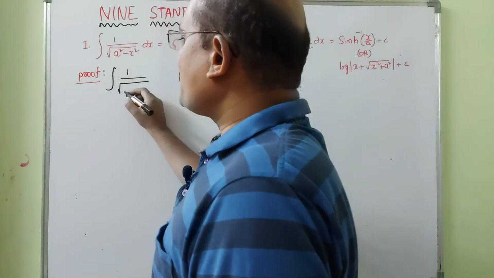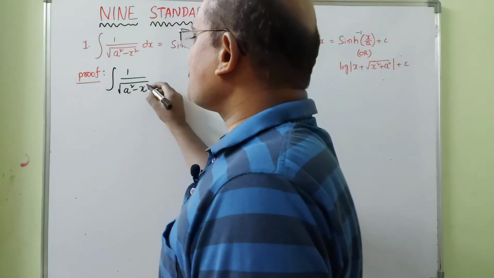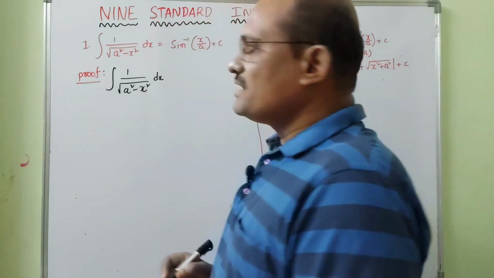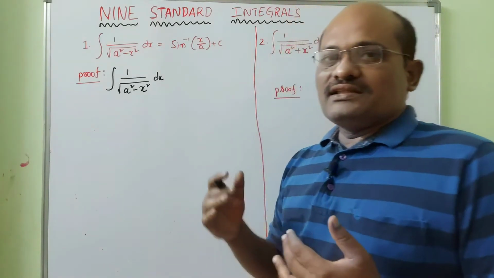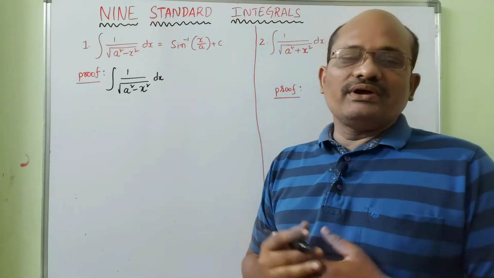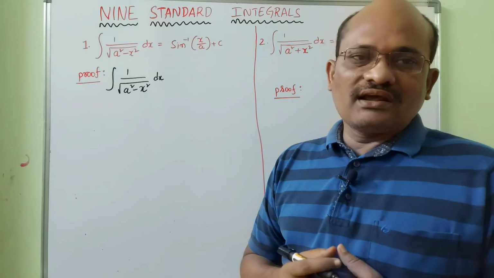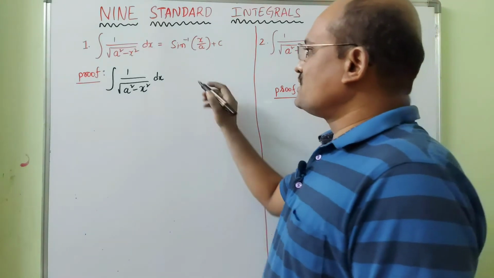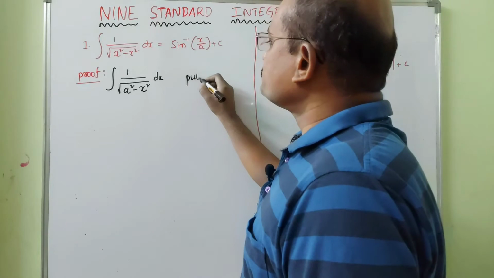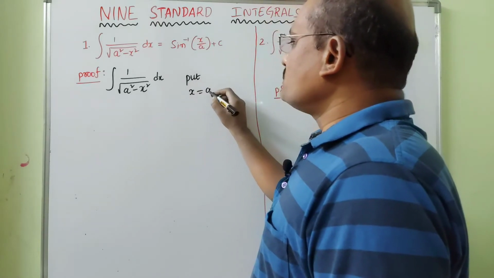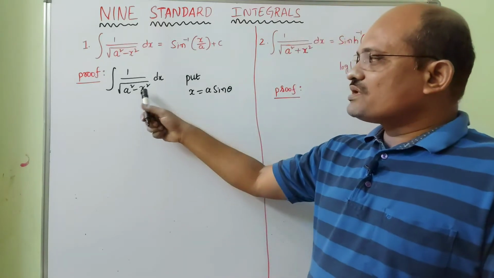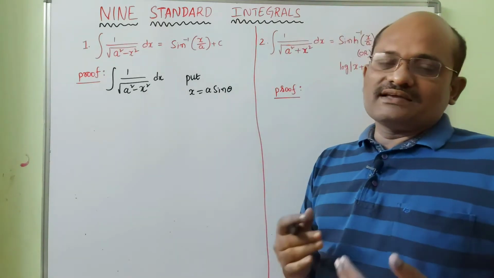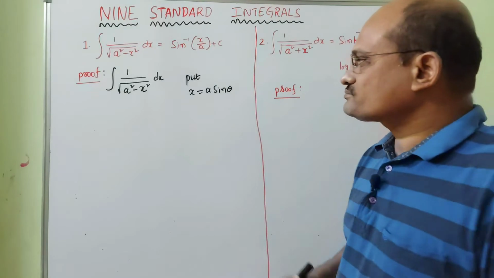Integral of 1 by root a square minus x square dx. This is the LHS. To get the result, we have to do integration by substitution. Here the suitable substitution is put x is equal to a sin theta. Whenever a square minus x square comes, use a sin theta or a cos theta.